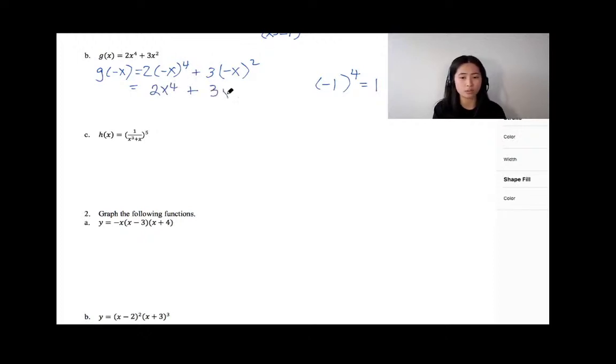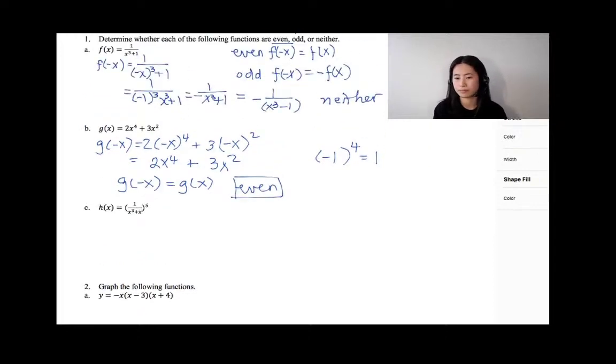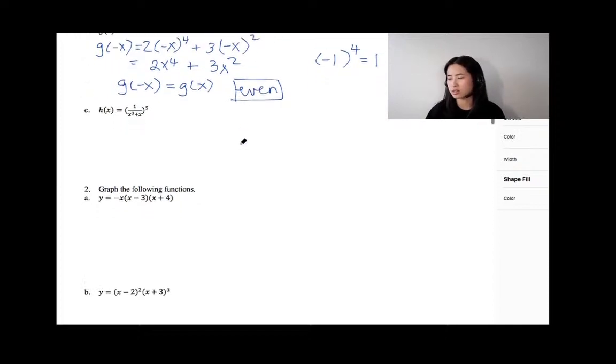plus 3x squared, right? And as you can see, 2x raised to the power of 4 plus 3x squared is exactly the same as g of x, to begin with. So therefore, since we know that g of negative x is equal to g of x, we can say that our function is even. It's not too bad, right? All you really have to do is plug in your negative x.